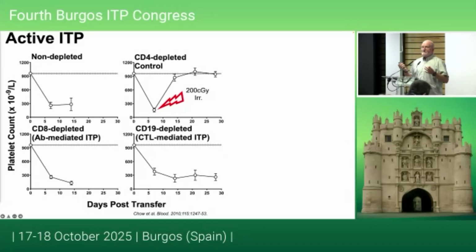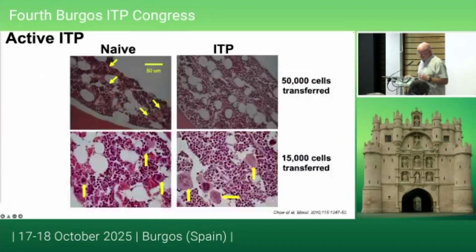So that first maybe suggested to us, is this why some patients fail therapy? Because the mechanisms of thrombocytopenia may be different in some of these patients, T-cell versus antibody-mediated. And we're still trying to understand whether or not that's true.